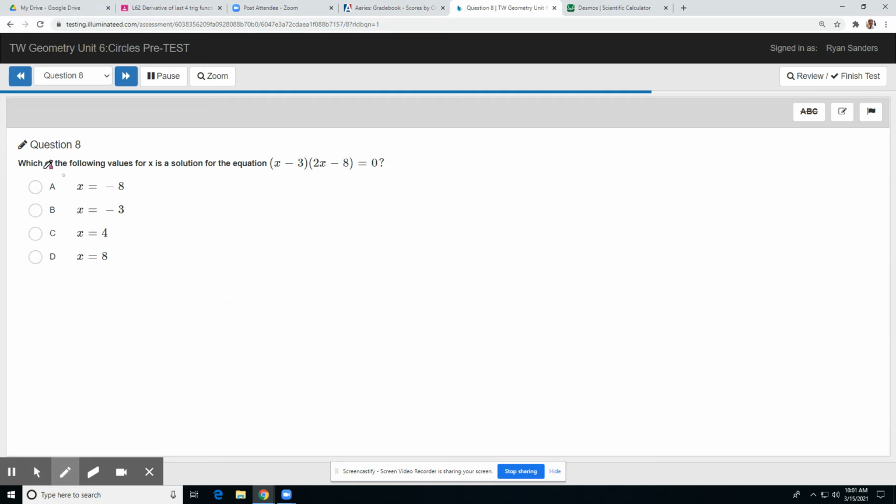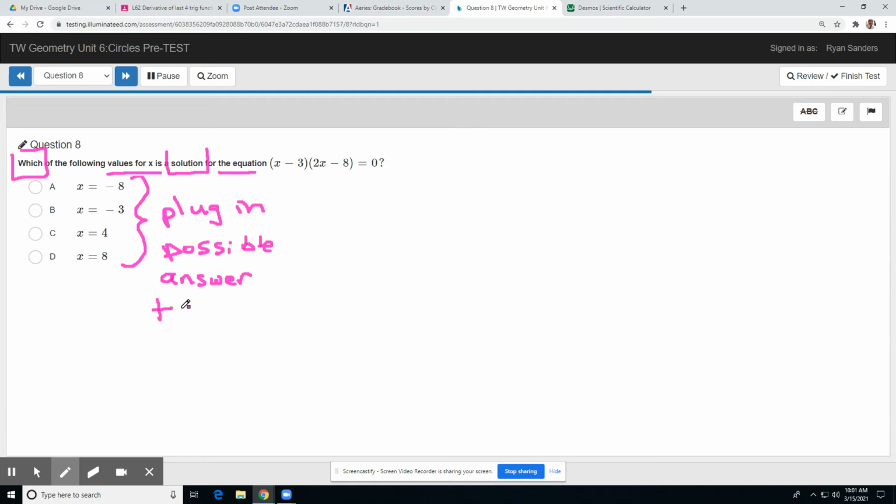All right. Which of the values for x is a solution for the equation, this one right here? All right. So if you're not sure, or if you forget the math, remember you can always check your work by plugging it in. So option 1 is to plug in possible answers. That always works when you have an equation. Plug in possible answers to see if true or false.